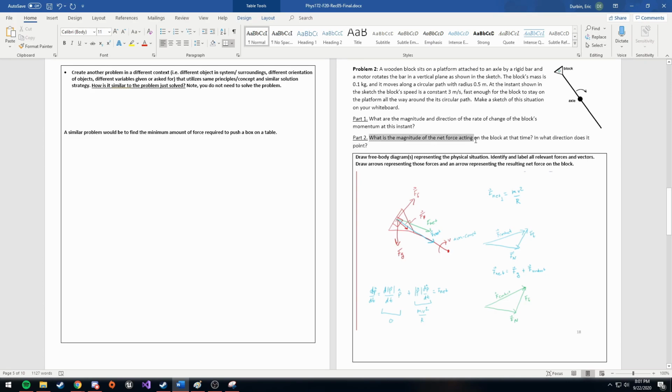Now, what is the magnitude of the net force acting on the block? Wait, did we calculate part two just now? Okay, part 1 was the magnitude and direction of the rate of change. So we calculated part 2. Wait, but the rate of change is the net force.